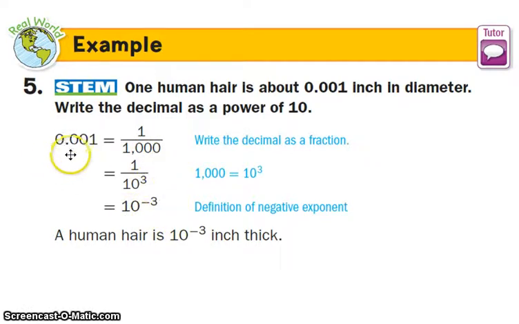Again, 1, 2, 3 zeros. Look at our exponent, 3. So it's 1 over 10 cubed. Bring it up top. It becomes a negative 3.